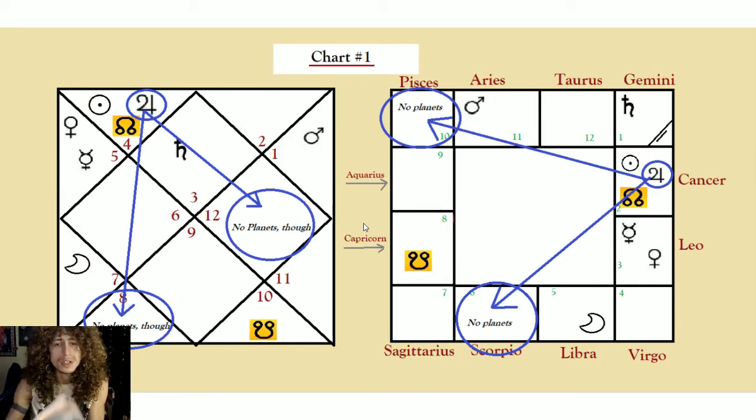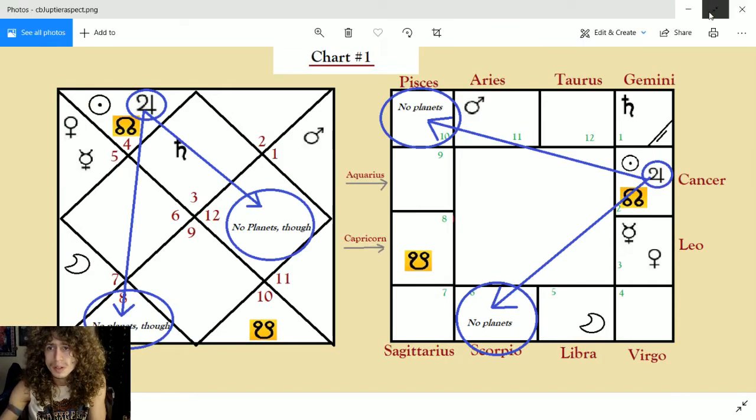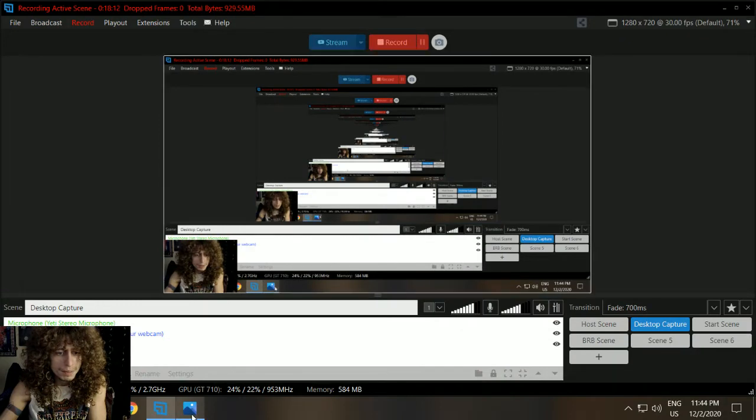Now let's take a look at Jupiter's aspects. You guys with me here? Can you guys see what I'm getting at? Yeah.